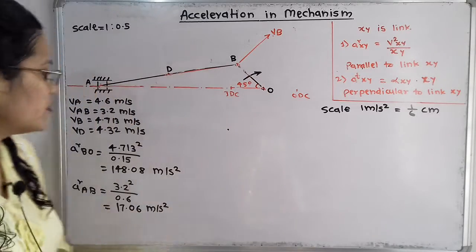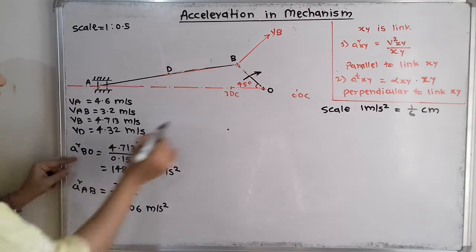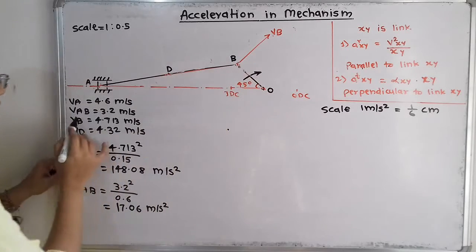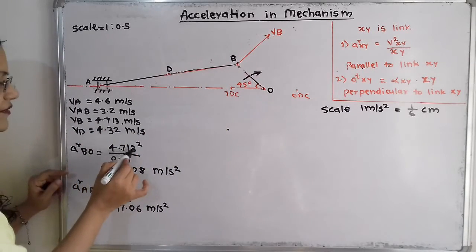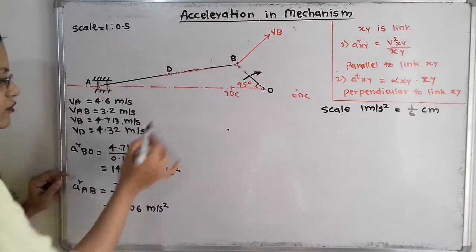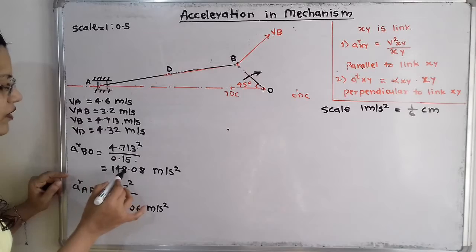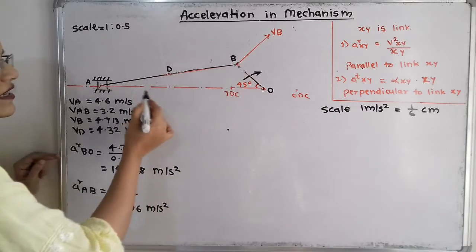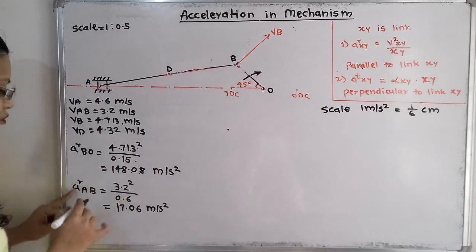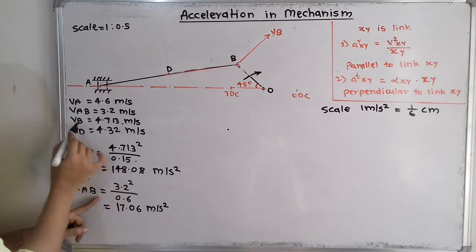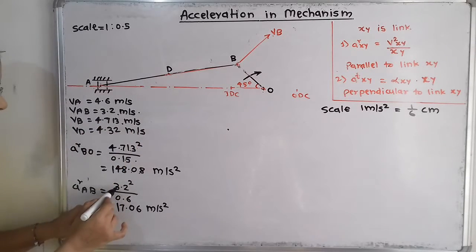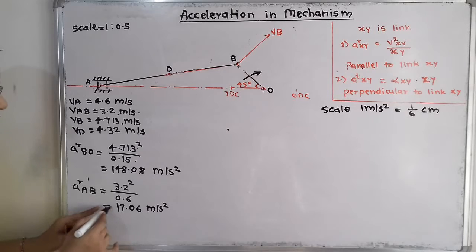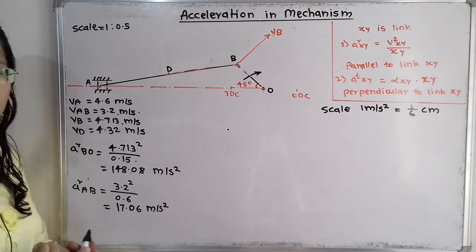So how to calculate that? We define a^r_BO is equal to, now what is the value of velocity for this VB? That is 4.713. So 4.713 square divided by length. The length we have to take in meter, that is 0.15, which is equal to 148.08 meter per second square. Now in the same way we have to calculate the radial component of this link BA. So a^r_AB. What is the linear velocity of this AB? That is 3.2 meter per second. So 3.2 square divided by length. The length we have to take in meter, that is 0.6, which is equal to 17.06 meter per second square.